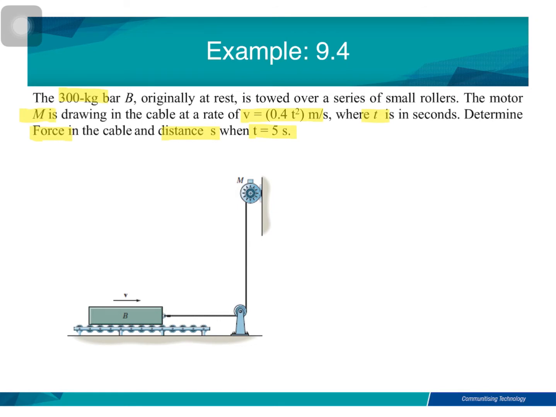Next, example 9.4. Here we have a 300 kg bar B, originally at rest, that is thrown over a series of small rollers. The motor M is drawing in the cable at the rate v is equal to 0.4 t squared. So determine the force in the cable. As usual, we need to determine the force in the cable and the distance s when t is equal to 5 seconds.